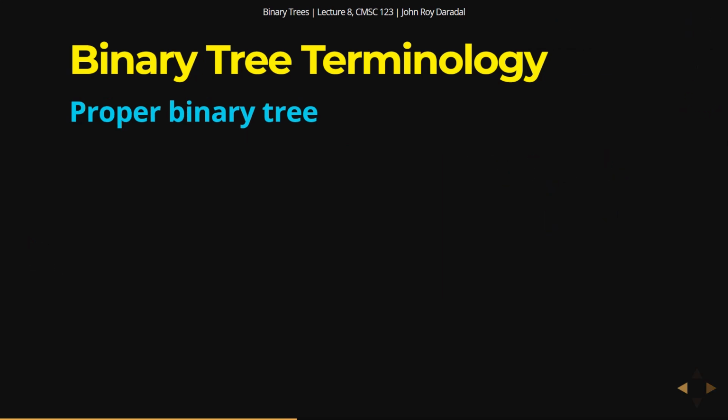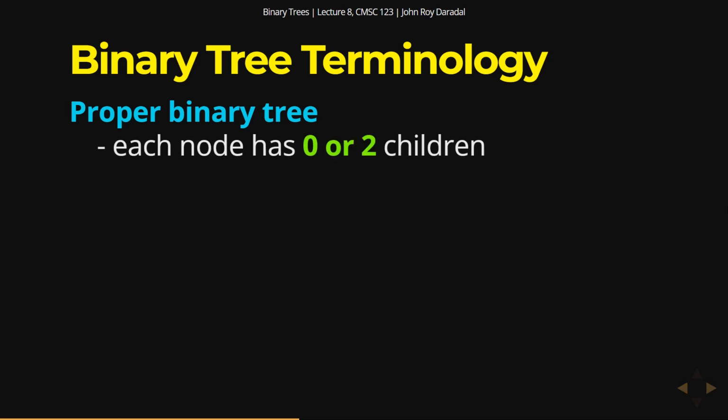Next, another term is something called the proper binary tree. A proper binary tree is when each node either has 0 or 2 children. So you can't have only one child. If you have a child, it must be a pair of left and right child. So you either have no child or 2 children. That is what you call a proper binary tree.